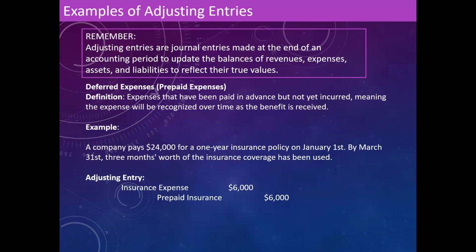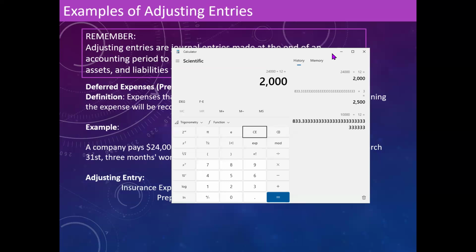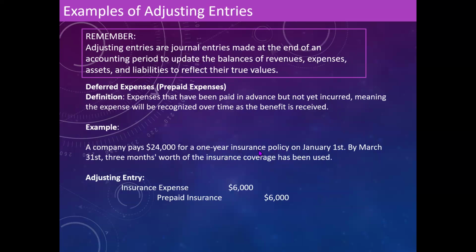Then, when we get to the end of the quarter, in this case, we want to do an adjusting entry to show 3 months worth of that expense being incurred. So I take 24,000, I divide that by 12 months in a year, $2,000 a month, and I'm going to take the expense for 3 months. So we end up with $6,000. So we'll debit our insurance expense, 6,000, credit our prepaid insurance, 6,000.